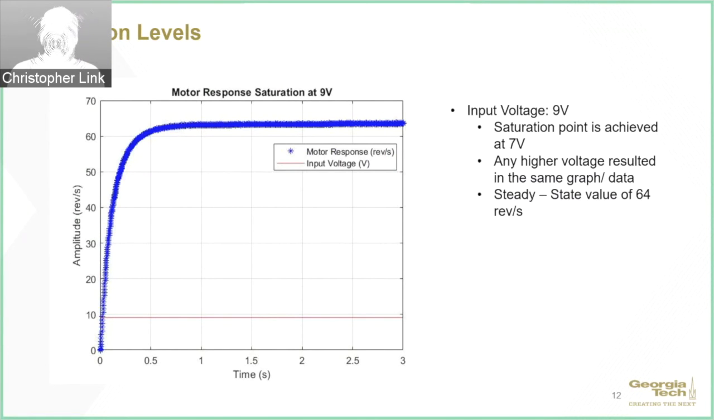In order to confirm that the saturation point was in fact at 64 revolutions per second, a second test was performed with an input voltage of 9 volts. The saturation point with an input voltage of 9 volts yielded the same results as the input voltage of 7 volts, thus confirming the previously specified saturation point.